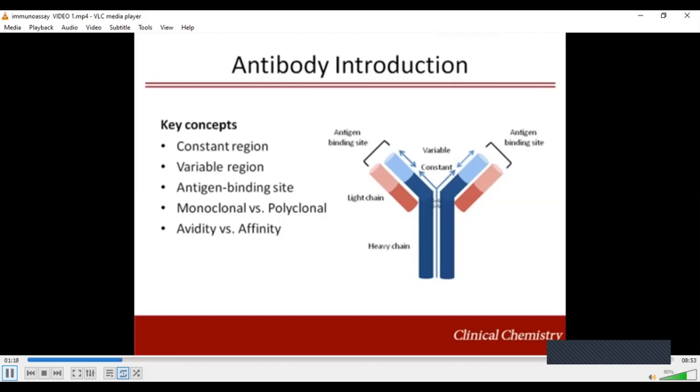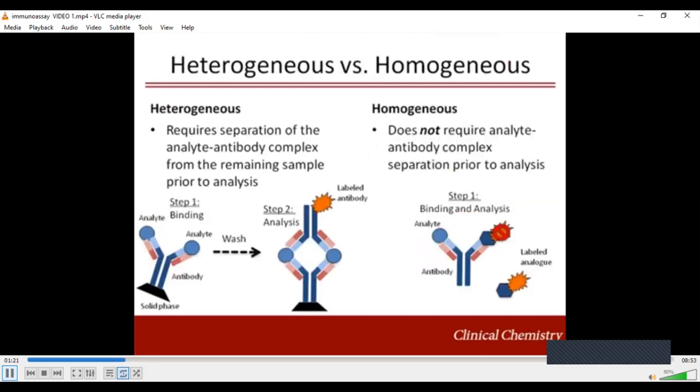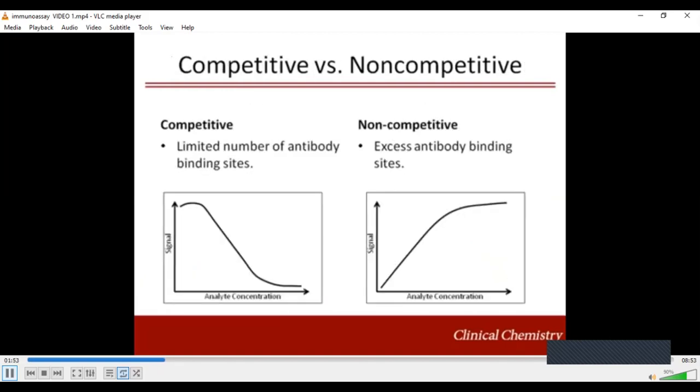Heterogeneous immunoassays require separation of the analyte-antibody complex from the remaining sample prior to final analysis. This can be accomplished using precipitating chemicals, cross-linking with other antibodies, or use of an antibody bound to a solid phase. Once the remaining matrix components are washed away, the remaining assay components are added for final detection. Homogeneous assays can distinguish between free and antibody-bound analyte and do not require a physical separation of analyte-antibody complex from the remaining sample. Immunoassays also differ on the type of reaction method used.